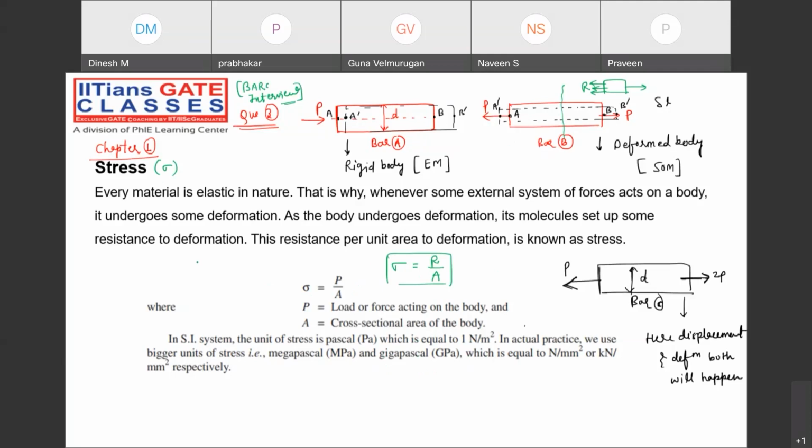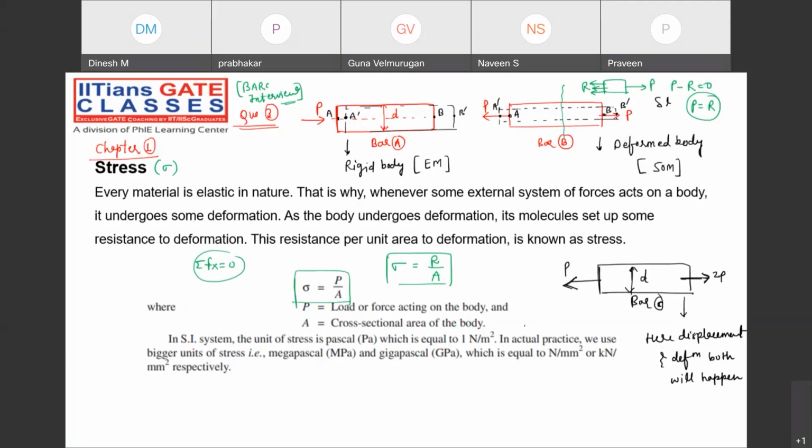But my dear friend, the summation of forces must be zero. Whenever any body is under rest condition or static equilibrium, you know that P minus R must be zero. So P will be equal to R. That's the reason all the textbooks write R equal to P only. Please note it down.